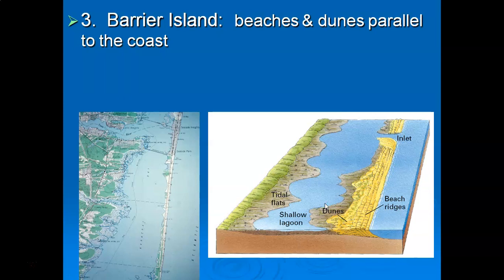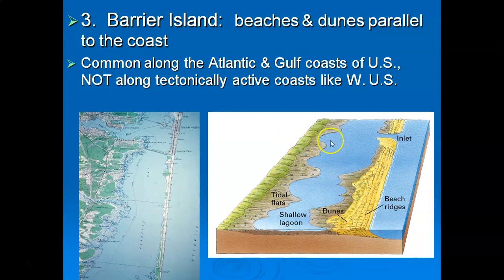A third type of coast is a barrier island coast. And these are beaches and higher dunes. So you've got beaches on the front and then higher dunes that become vegetated and stabilized. But these are parallel to the coastline. And so they're very common all along the Atlantic and Gulf Coast, where we have the beaches.